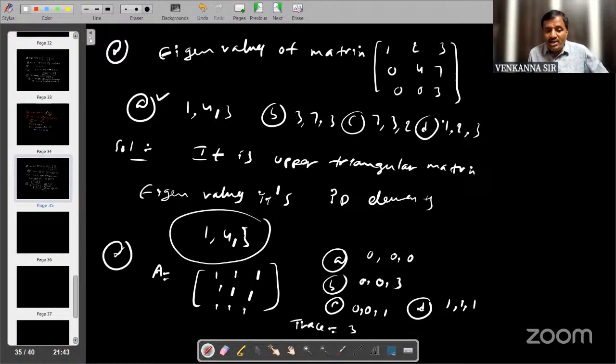But what is the determinant here? Determinant of A is 0. Determinant of A is equal to the product of the eigenvalues. So option B is the correct answer, straight away. What about option D? The product of the eigenvalues is 1. But what is the determinant of this matrix? 0, because all rows are the same. So the determinant value is 0, and option B is the correct answer.